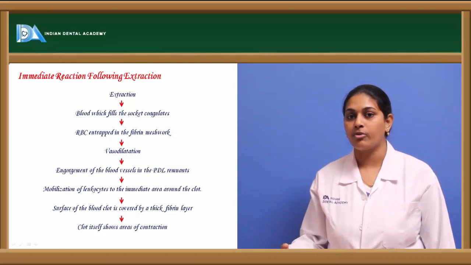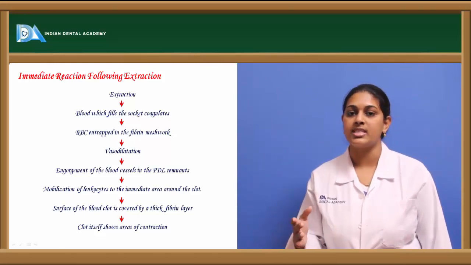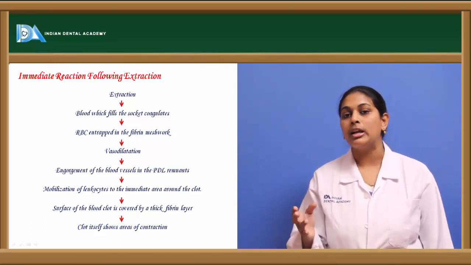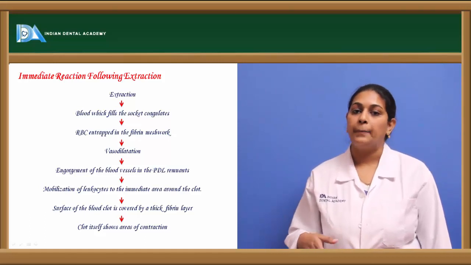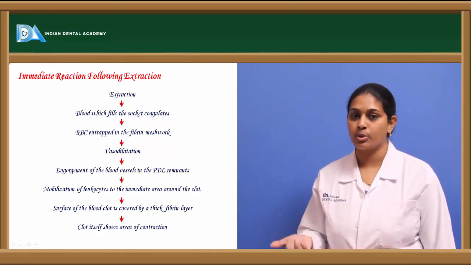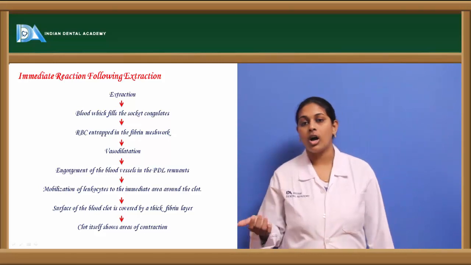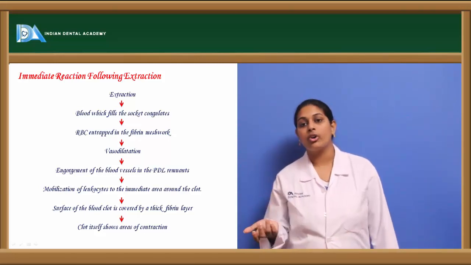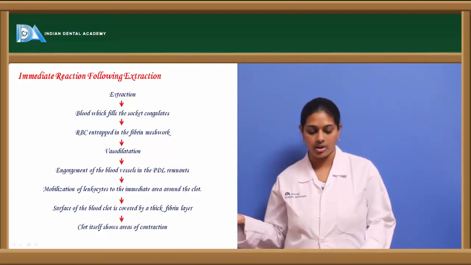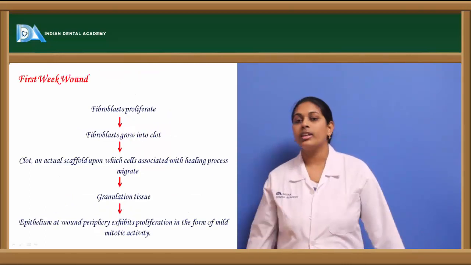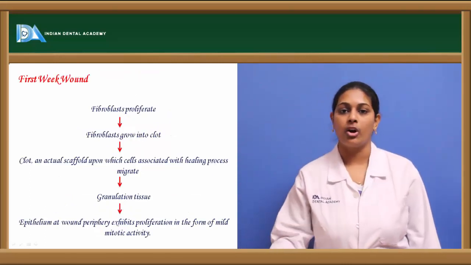So they reach the clot and they form a thick layer of leukocytes which covers this blood clot. Similarly, a thick fibrin layer even covers the blood clot, since the clot is enmeshed within this fibrin layer. So the clot itself next shows an area of contraction. That is, the wound contraction can be seen here. So that is what happens immediately following extraction.